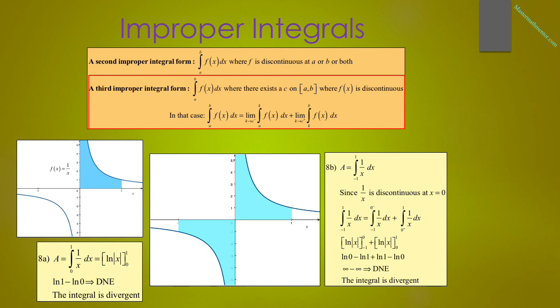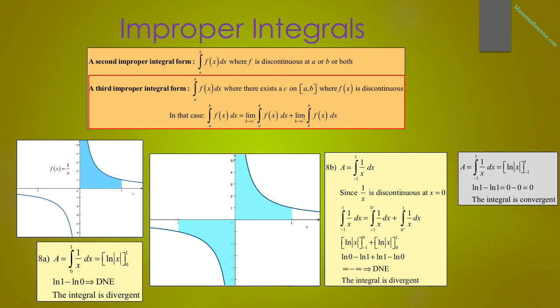When we evaluate these, we still get the natural log of the absolute value of x. First, it's taken from negative 1 to 0, and then added the same expression, but from 0 to 1. This becomes the natural log of 0 minus the natural log of 1 plus the natural log of 1 minus the natural log of 0, which is infinity minus infinity. And since infinity minus infinity does not exist, the answer is divergent.